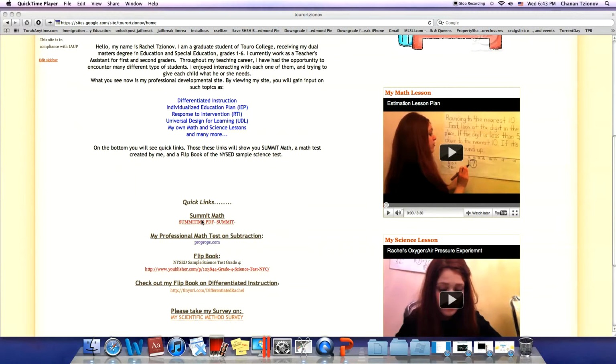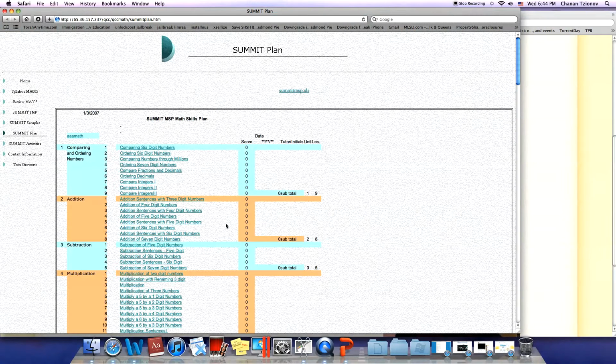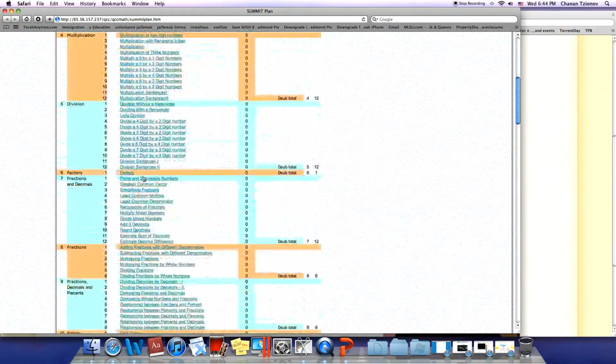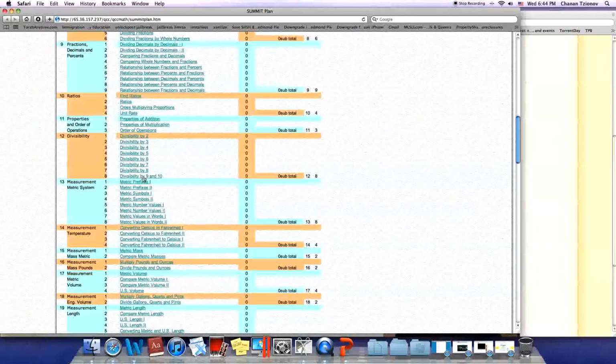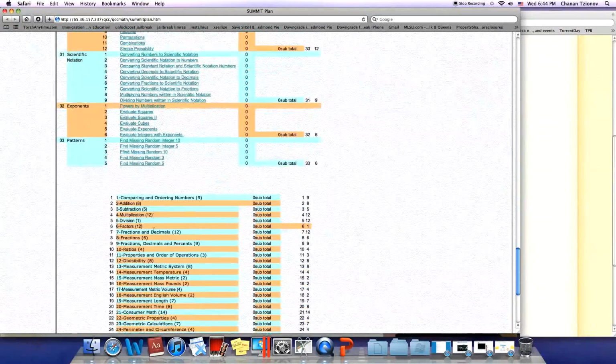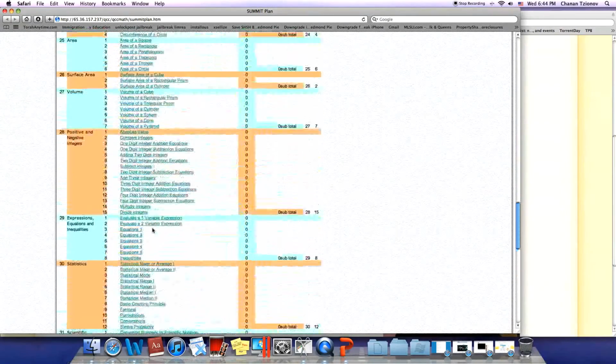The first quick link that I have is Summit Math. If you click on it, it will lead you to a page that has various different types of math tests. What's so great about Summit Math is the fact that you could take these tests over and over, and it has various different topics, starting from comparing six-digit numbers, going to multiplication, division, converting Celsius to Fahrenheit, and many, many different topics for different grade levels and age levels.